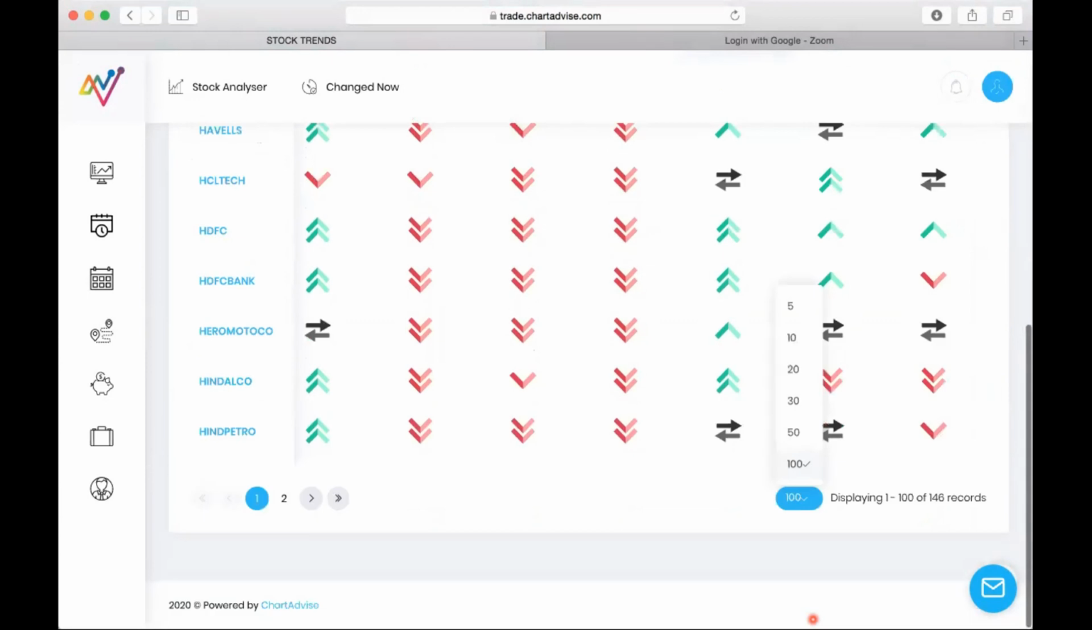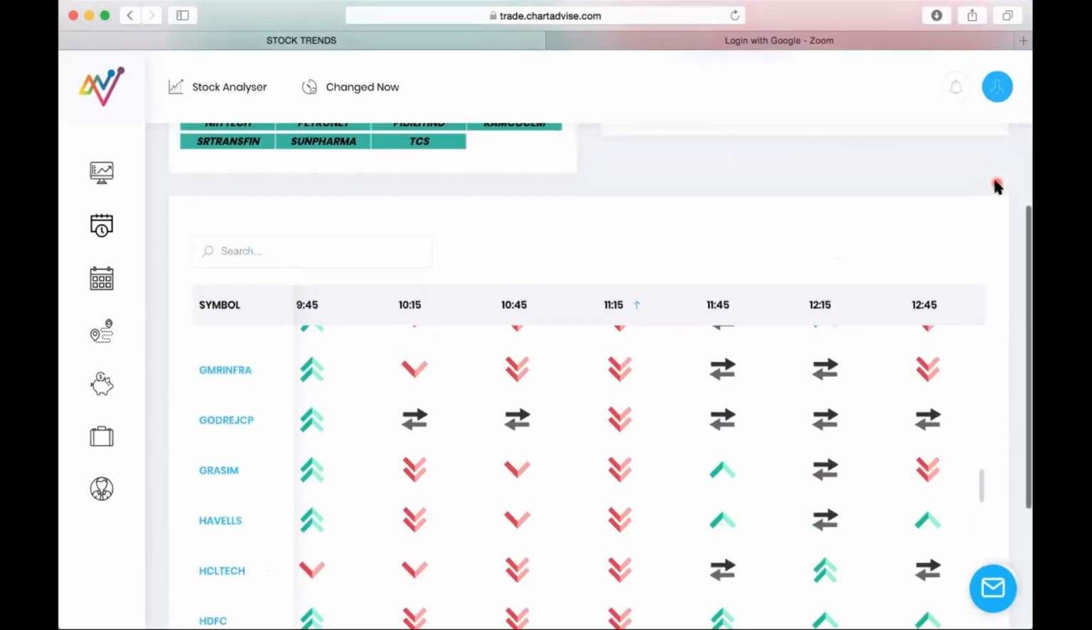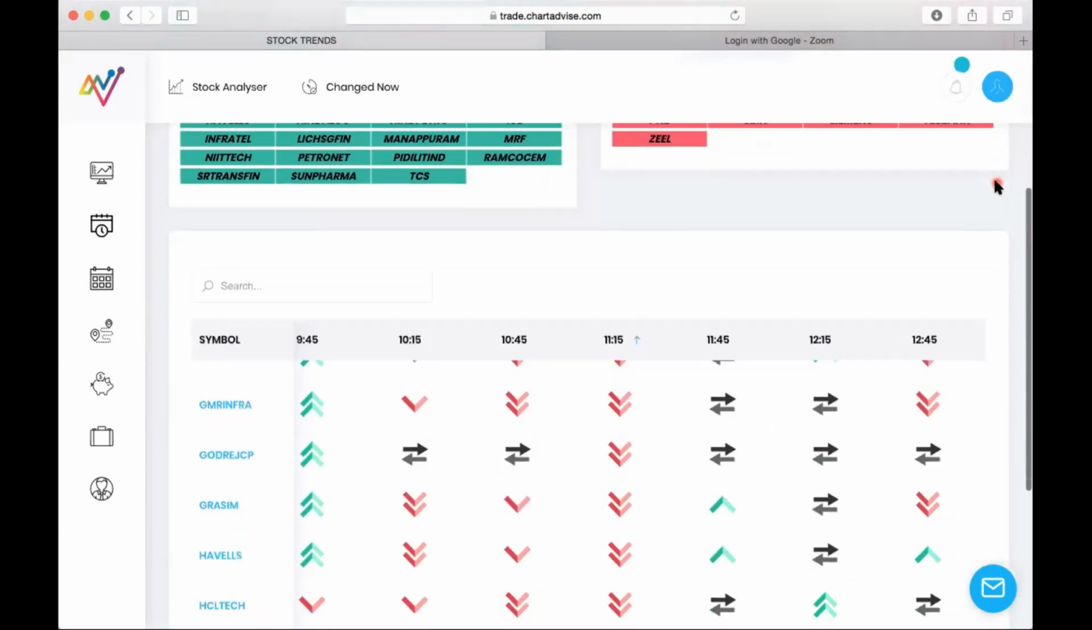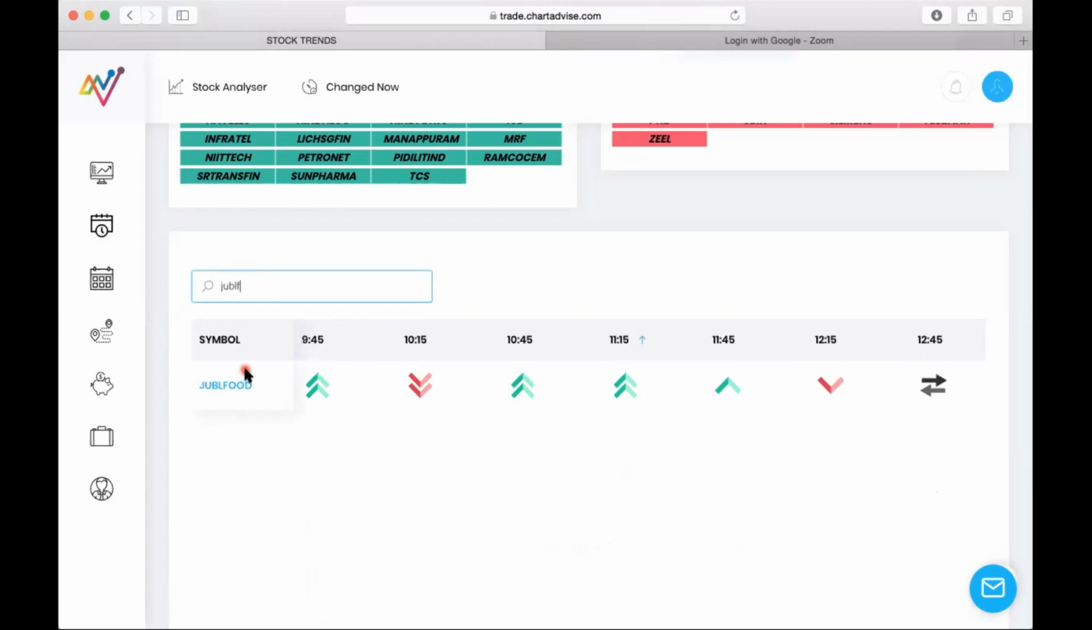At the same time, you can choose 100 or 50, 30, 20, whatever you are comfortable with. If you want to search for any specific stock, you can go to the search bar out here and write the name of, say, I like Jubilant Food. So I write Jubilant Food. It gave me a clear view of how Jubilant Food has moved across the day. And as the day is progressing, I know which direction the stock of my choice is taking.